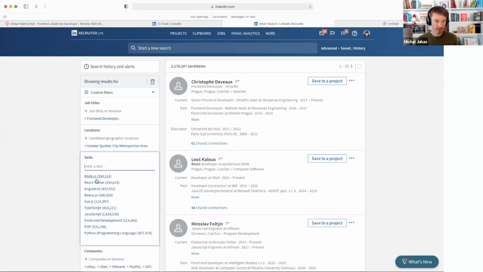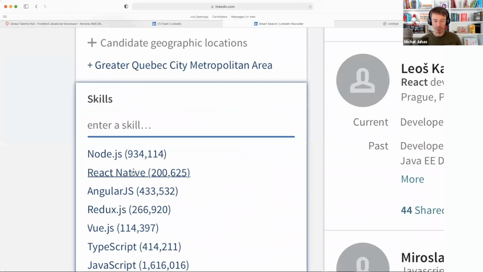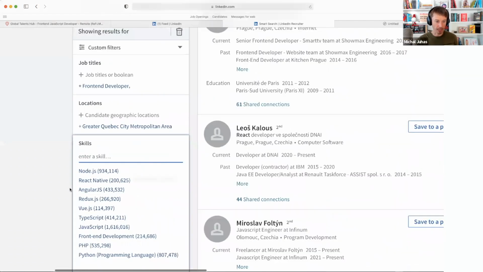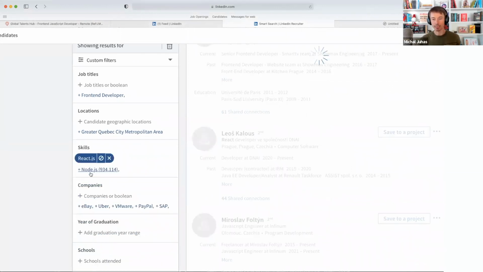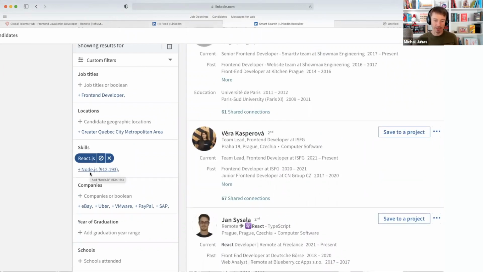So the skill, not React Native, that's a different one. React Native is for cross-platform mobile app development. So we only need React. I was also asking, what if we bring a candidate who does not know React? Is it a big deal? And in this case, it was a big deal because they don't have a team big enough to justify someone spending a few weeks learning React.